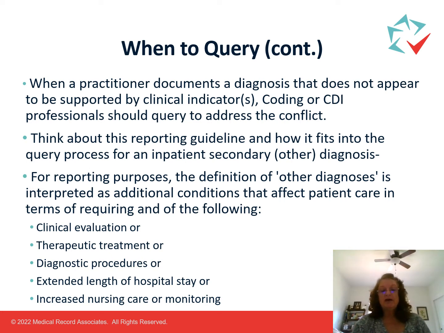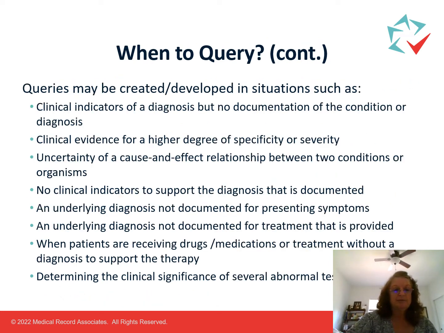When there is a clinical evaluation of a condition, but yet a condition is not documented. When there's therapeutic treatment or services to a particular condition, but that condition is not documented, and so on. Continuing with when to query, it's made in certain situations, such as clinical indicators of a diagnosis, but no documentation of a condition or a diagnosis. Clinical evidence, clinical indicators, for a higher degree of specificity or severity, but it's not documented. Uncertainty of a cause and effect relationship between two conditions or organisms.